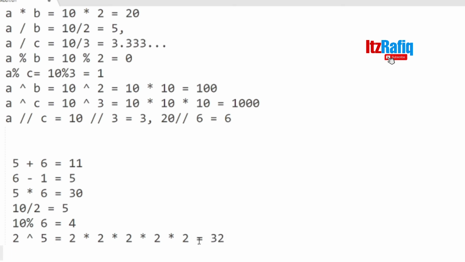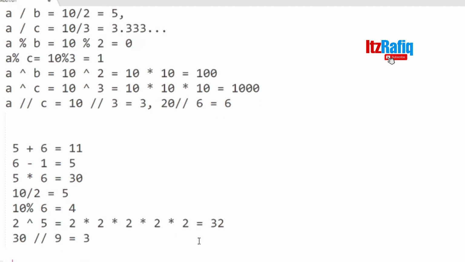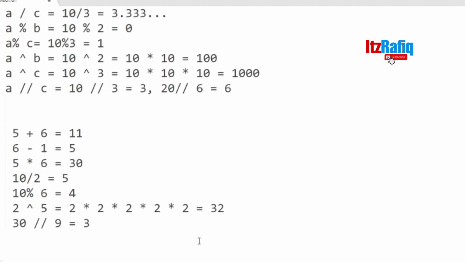Now floor division. Suppose we have 30 floor divide 9. Here if we divide 30 by 9, the answer will be 3 times. Only 3. The decimal part will be excluded. So this is how the arithmetic operator works in Python.